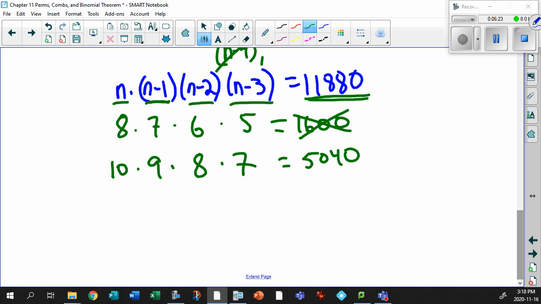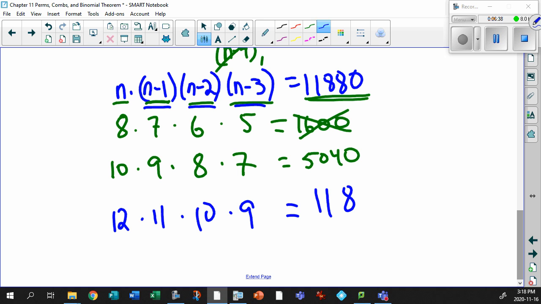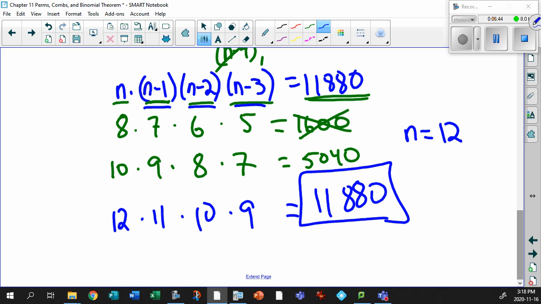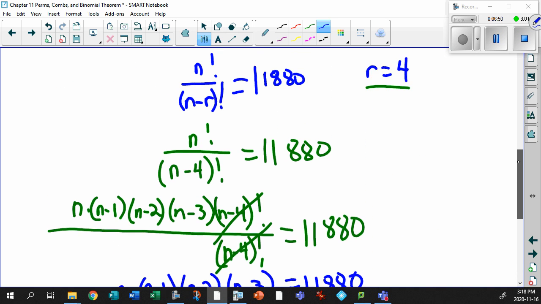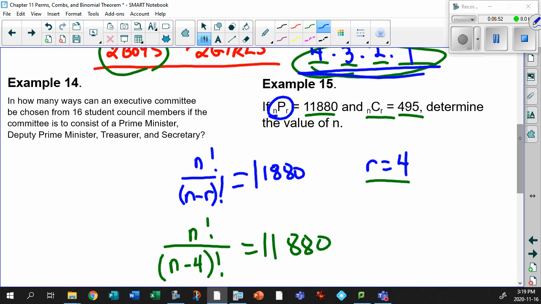So I'm going to jump again. I'll go up by another couple. I'll go up by 2. So let's go 12. So that makes this one 11, makes this one 10, makes this one 9. And lo and behold, look at that. Ha! I got 11880. Aha. So my n value is 12. My r value is 4. Cool. So let's prove that this works. Let's prove that this works.